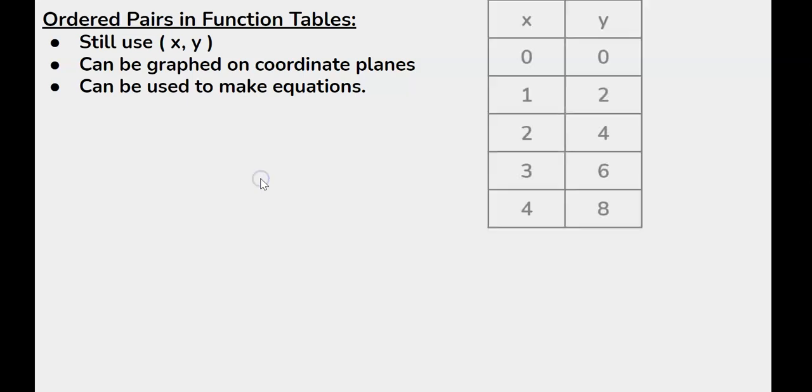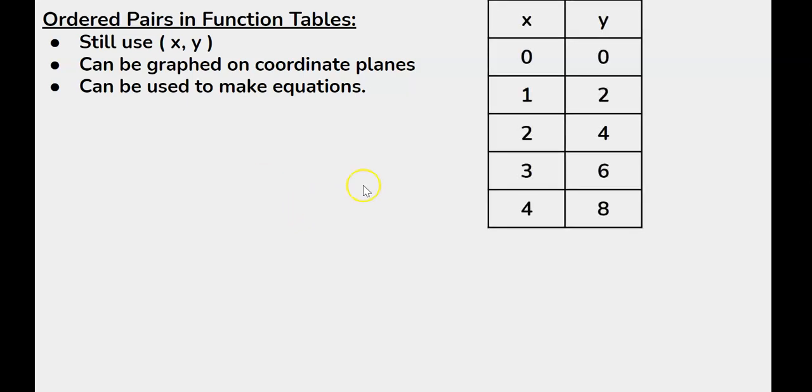We can see ordered pairs in function tables. We are still using the x, y in function tables, just like our ordered pairs. And they can be graphed on coordinate planes from a function table as well. And then we're going to see how we can also use those ordered pairs and function tables to make equations just like we did yesterday.